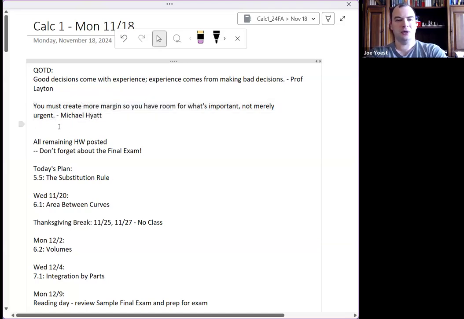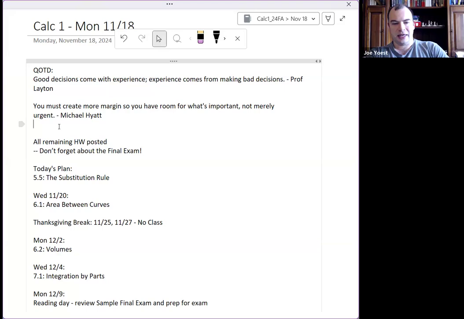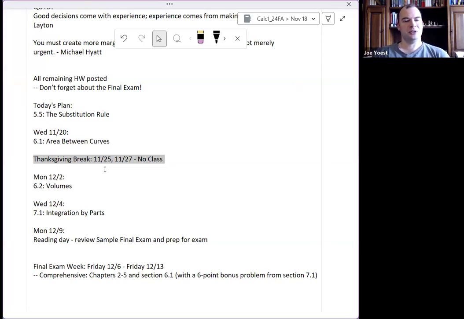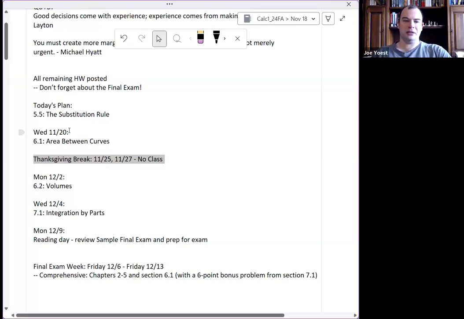And this quote on margin: you must create more margin so you have room for what's important, not merely urgent. And to that end, I would say, Thanksgiving break, having a break is great, but especially for a 2-day week course, taking a whole week off kind of means that we're essentially taking a week and a half off. And I would be cautious about stepping completely away from the material and not touching it from Wednesday the 20th until Monday the 2nd, because the turnaround is really quick, especially this year.